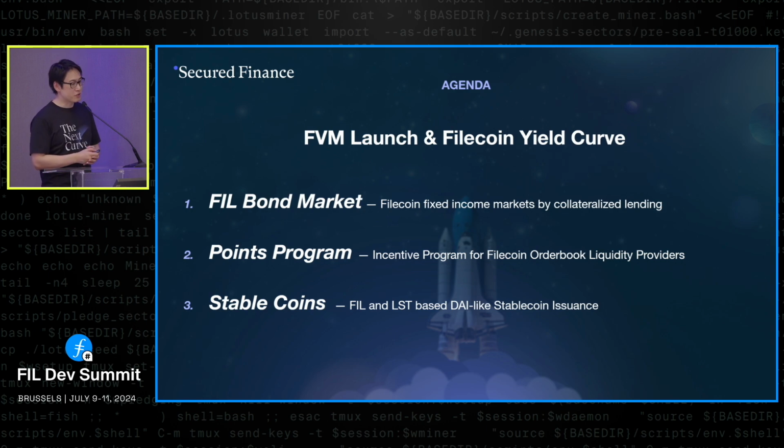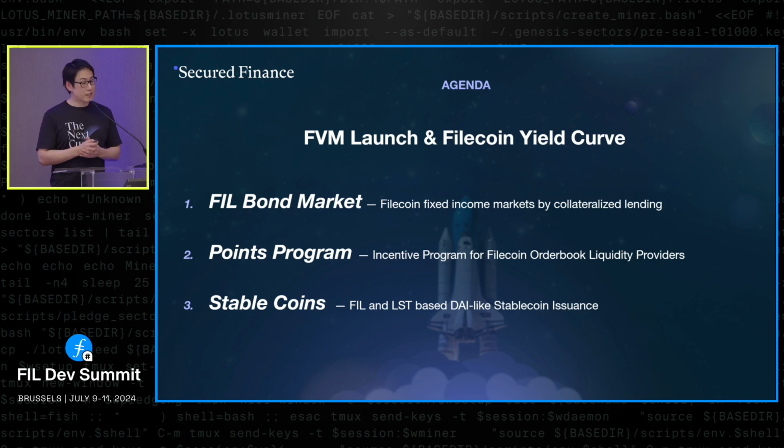And the second item is the points program. Nowadays, a lot of DeFi projects incentivize early adopters and promise some rewards at a later stage. So we're happy to also incorporate a points program so that your early contribution will be quantified. So later on, we know you have contributed in the early days, and we're happy to reward you as an early supporter. So it's kind of an incentive program. It's a 6-stage incentive program for Filecoin order book liquidity providers.